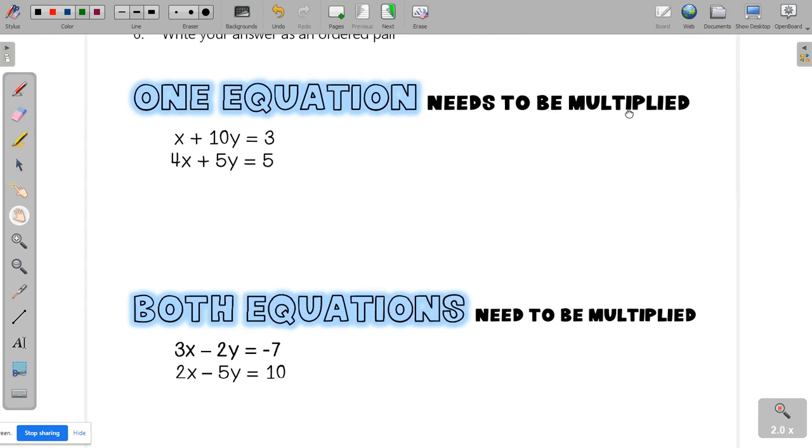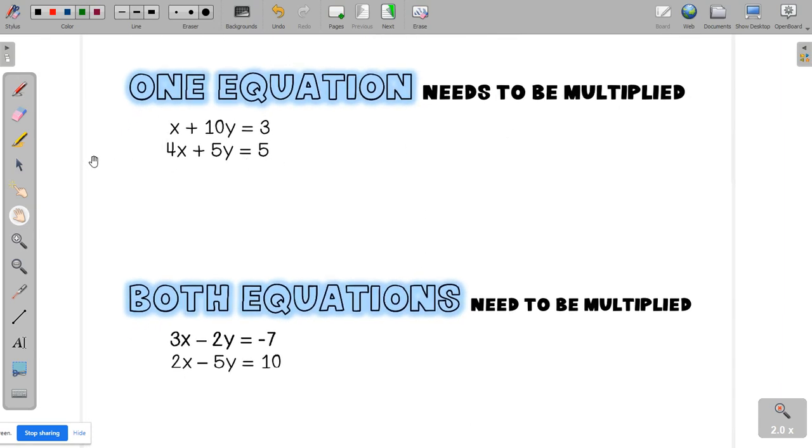This first example is when only one equation needs to be multiplied. So we have x plus 10y equals 3 and 4x plus 5y equals 5. So if you look at the x's, we can change x by multiplying it by something to look like 4x. And that would be 4. But we also need opposite signs. So we need one of these equations to be negative. So we're just going to multiply the whole equation by negative 4.